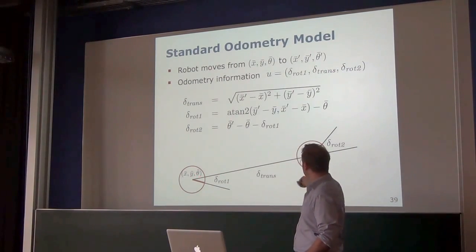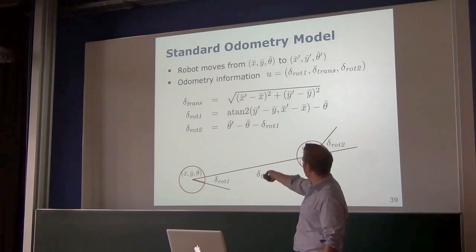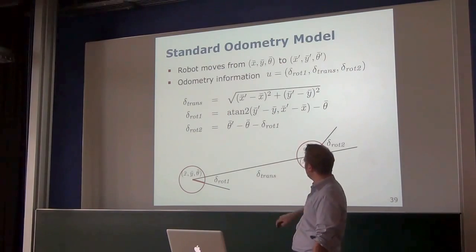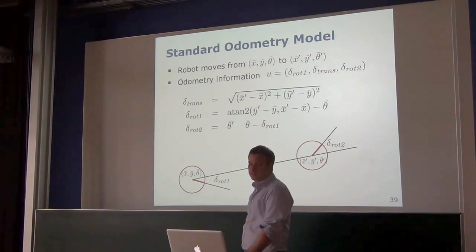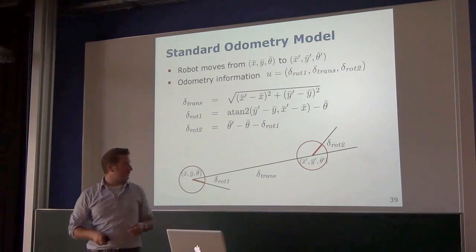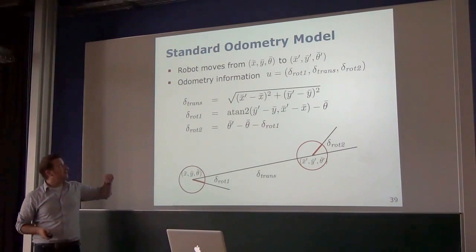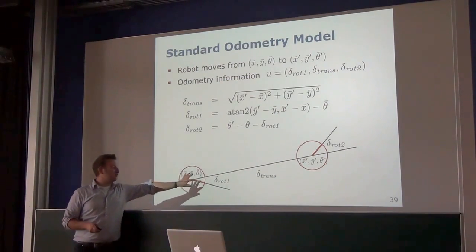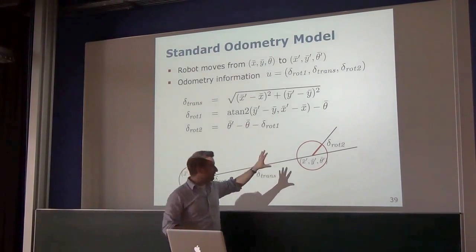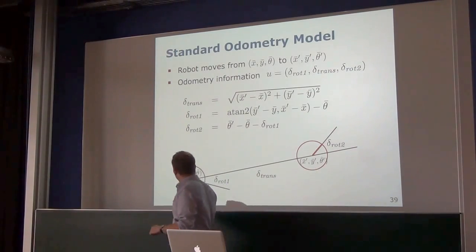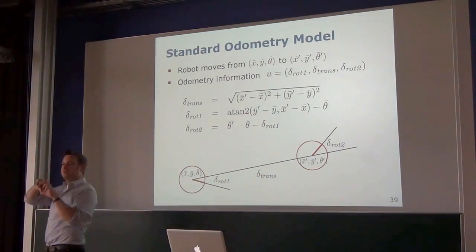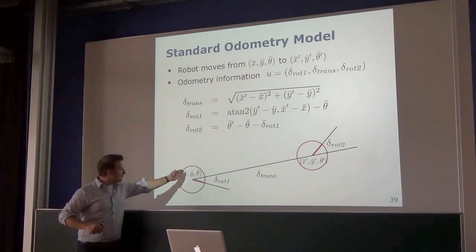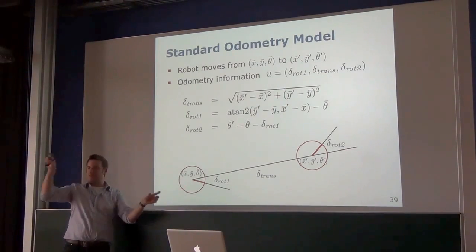So the translation is just the distance between the centers of the robot, and then you have the rotation 1 and the rotation 2. It's an arctan function. The other one is just subtracting the angles over here. And what you can typically do is add some noise to those terms, the rotation, the translation, another rotation, and then you actually get this kind of banana-shaped distribution. Because if you have an error in your rotation, you get this banana shape.